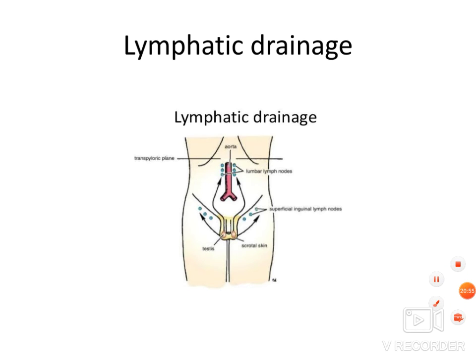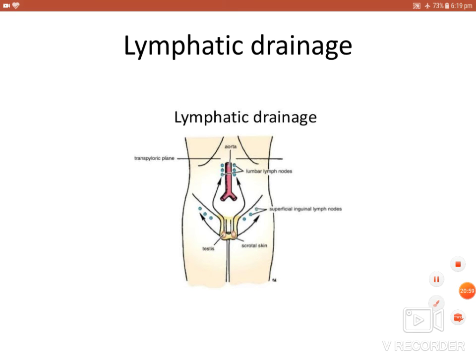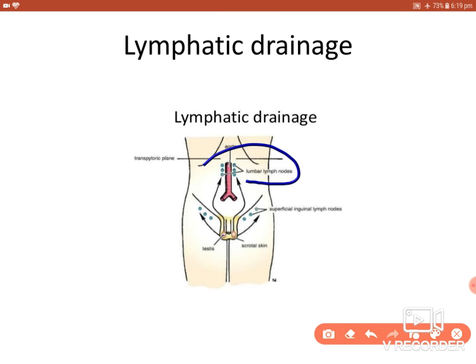Then here you can see the lymphatic drainage. This is the testis. It shows the para-aortic lymph nodes on each side of the abdominal aorta. The scrotum lymphatic drainage shows the superficial inguinal lymph nodes. Then nerve supply, that is autonomic, from the T10 segment of the spinal cord.